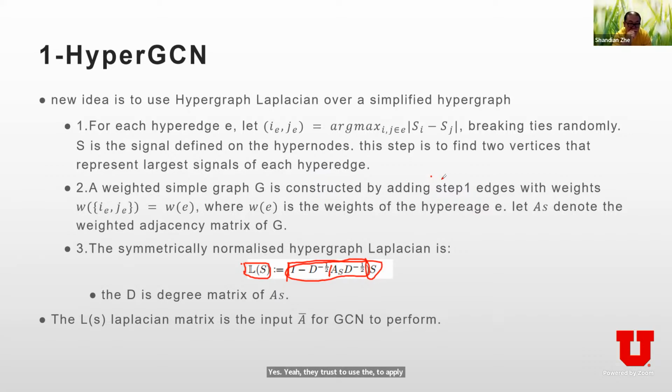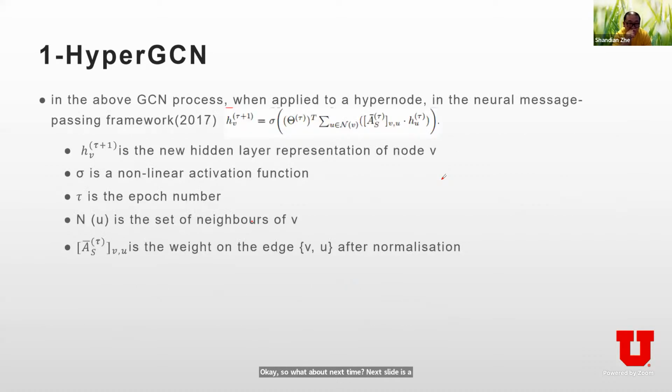Okay, so what about the next slide? The next slide is about another method. No, it's not another method. It shows the information change per node. So it's just to explain how it's working. This is the whole idea, and this is how the information changes per node in the hidden layer representation of node V. It's just to show one node changing.